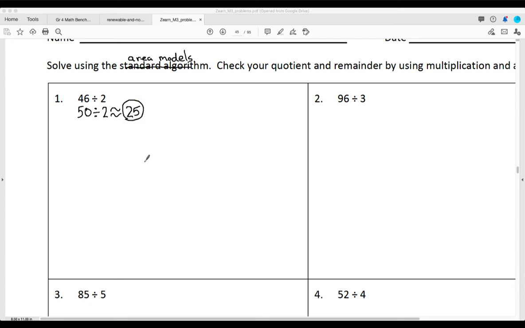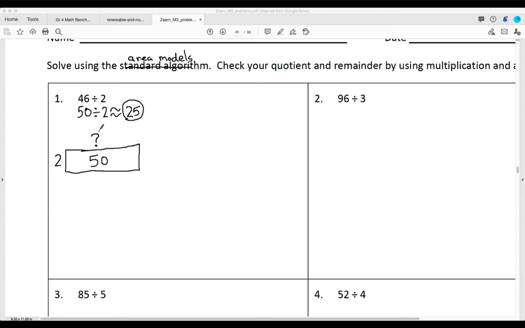Okay? All right. So I'm going to go ahead and draw an area model. I'm going to draw just a simple box here. And I'm going to put 50 inside. Now 50 in this problem is called your dividend. This is your big number. And then the divisor in this problem is 2. The divisor is 2. That's how many times we're dividing it up. We're looking for the quotient. That's going to be this number right here.